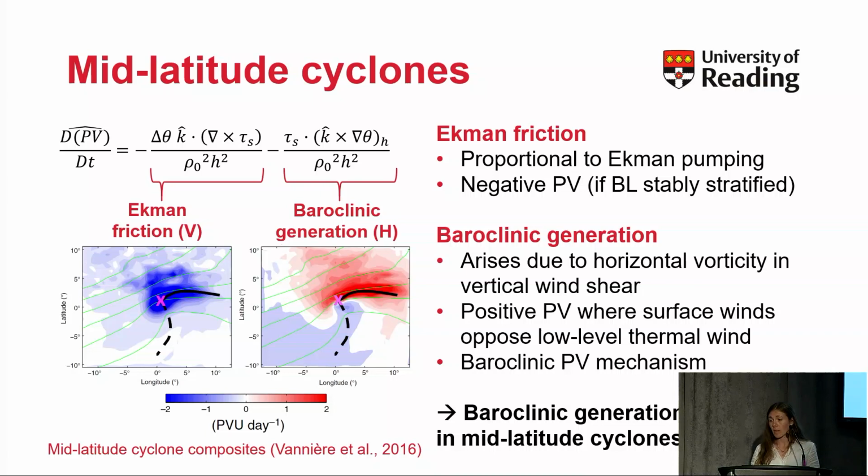And so how does this positive PV impact the cyclone? Well, this positive PV is transported above the boundary layer, where it acts as an insulator to reduce the coupling between the upper and lower levels. And so this will act to weaken a baroclinic cyclone. And this is actually the dominant frictional process in mid-latitude cyclones.